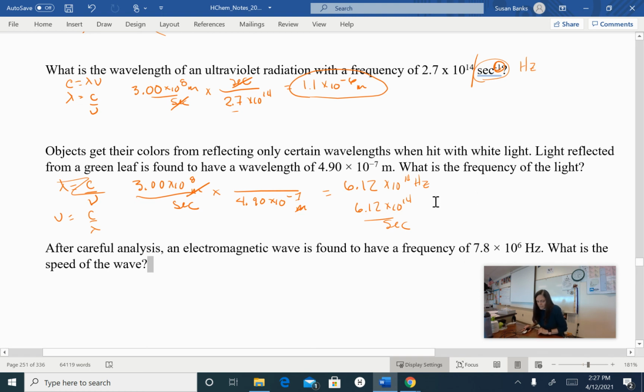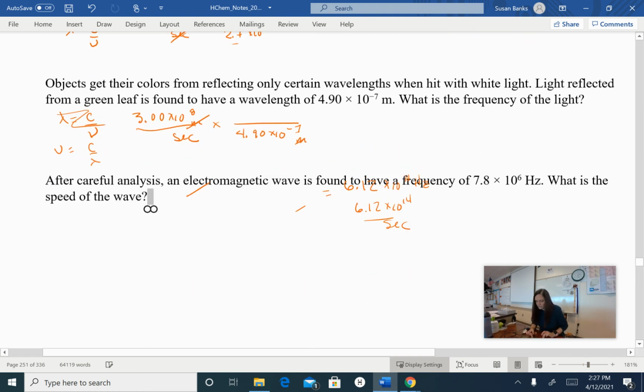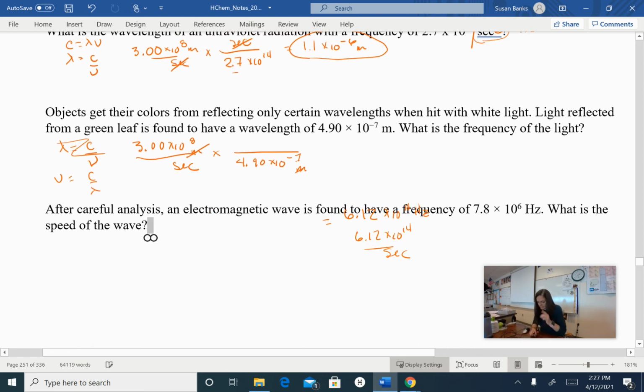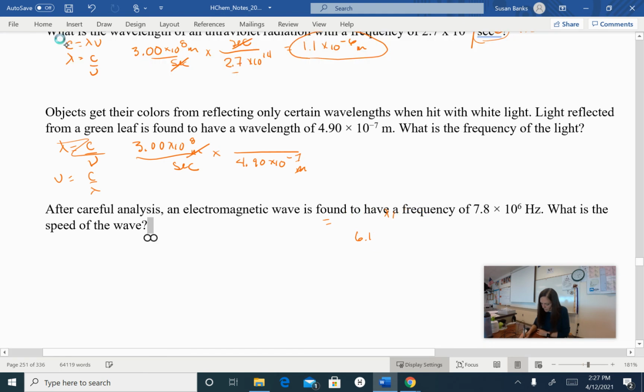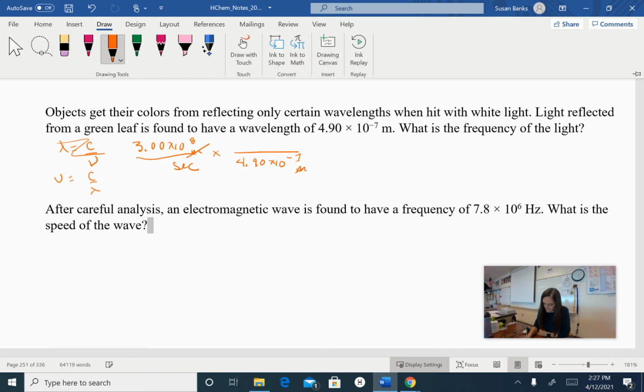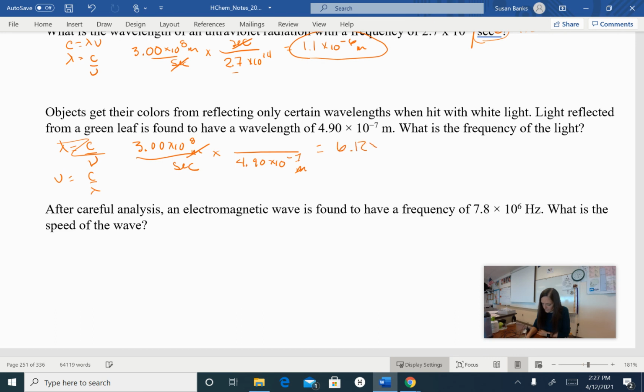So, after careful analysis, the electromagnetic wave is found to have a frequency of 7.8 times 10 to the 6th hertz. Oh wow, that went down on me. So let's rewrite this. Okay, so let's start again. After careful analysis, an electromagnetic wave is found to have a frequency of 7.8 times 10 to the 6th hertz. What's the speed or velocity of the wave? Think about that for a second.